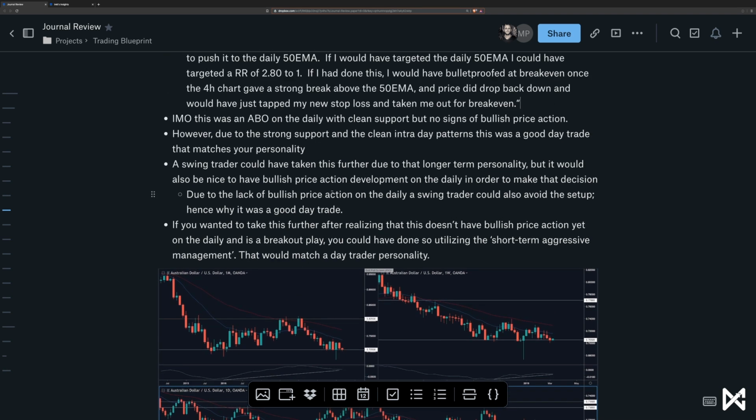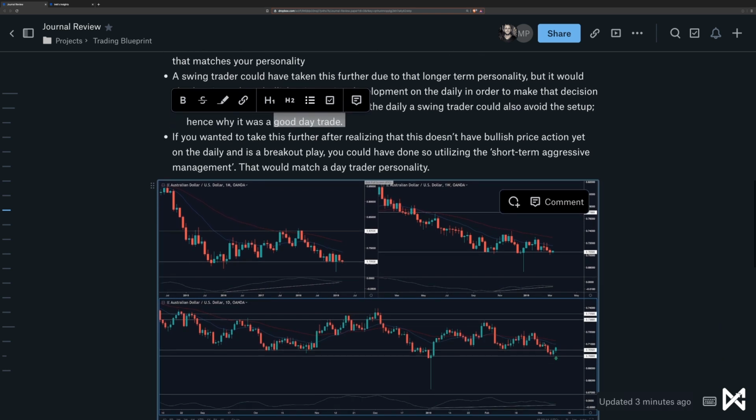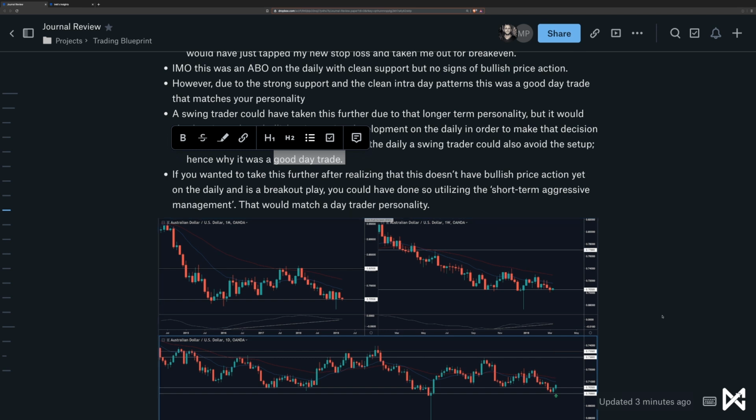Due to the lack of bullish price action on the daily, a swing trader could also avoid this setup because you cannot get a good reward risk ratio. Hence why it was a good day trade. It was not a good swing trade because there's not enough of a pattern development, in my opinion, yet on a daily chart. It's just a pullback. And sure, if it broke out, then guess what? You have an IBO, right? But at this point, in my opinion, it's not enough development. So a day trade, in my opinion, was good.